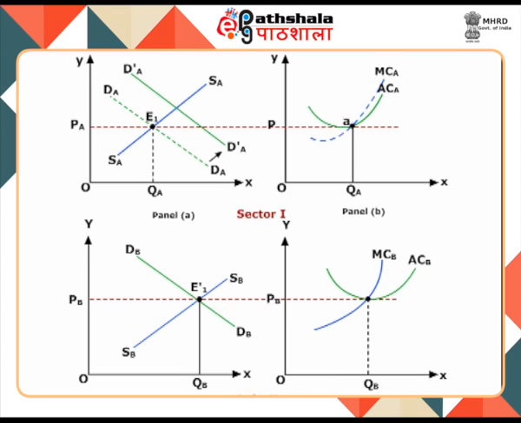Except price of A. The new demand curve is D-A. This cuts the initial supply curve SA at point E2, which gives new equilibrium price P-A and new equilibrium quantity Q-A. In this situation, if consumers are purchasing more of commodity A at higher price P-A with their same income level, they must have to reduce their expenditure in other sectors, that is, in sector 2.